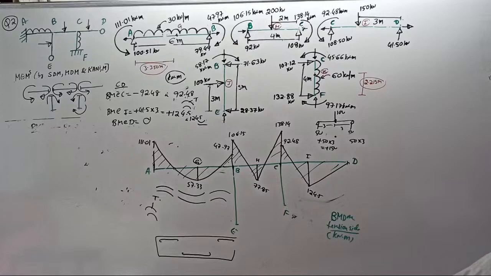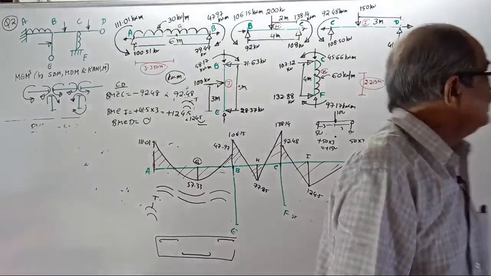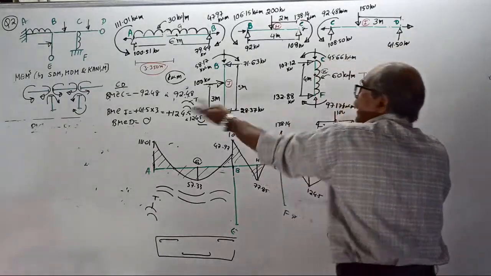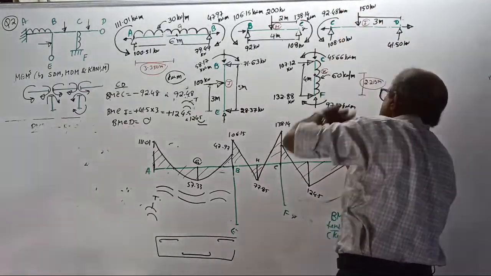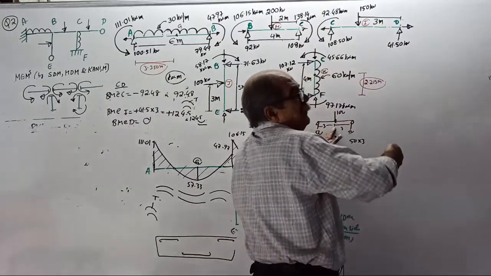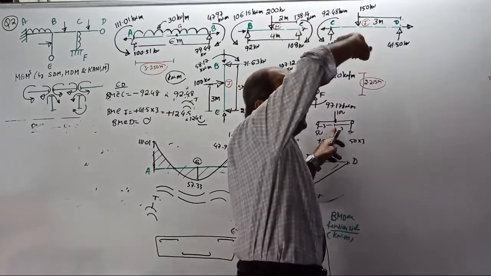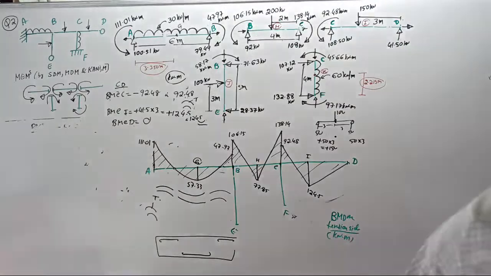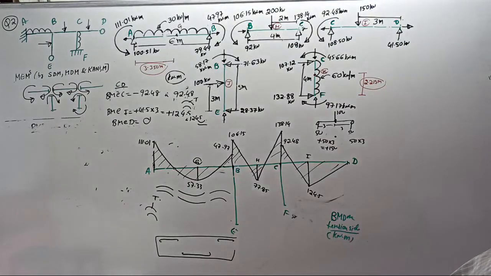Negative? What is this? You are attending my class. Bending moment here: plus 50 into 3. Look at that side, 50 into 3, plus or minus? You told negative. What is this? Bending moment, sagging positive. If it is minus, he is correct. I am wrong then.